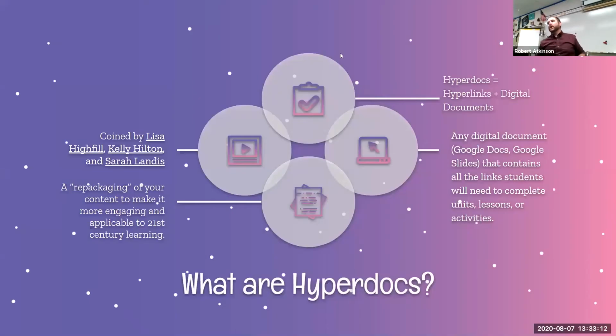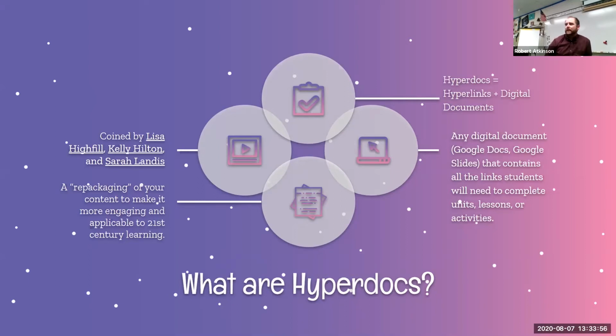So, what are Hyperdocs? Hyperdocs are essentially a portmanteau of two words, hyperlinks and digital documents. A hyperlink being any clickable link on the internet that will take you to a web address. So if a resource online has a web address, you can create a hyperlink for it. And when I say digital documents, I mean any digital documents like Google Docs, Google Slides, Google Sites, anything basically with a text box, you can create a hyperlink for.